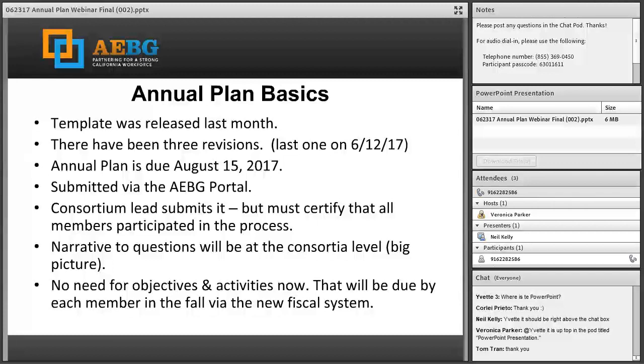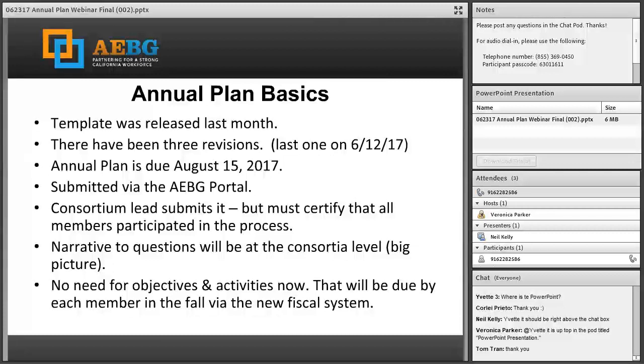So, annual plan basics. The template was released last month. We're on revision 3. If you go on the website and click on What's New, pull up that template, you'll notice at the last page of the template, it will show what version you're on and what changes were made for each of the divisions. So we're up to Division 3, last done 12/17. So you still have a few months to complete the annual plan.